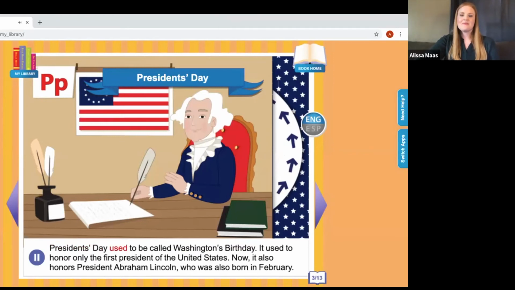President's Day used to be called Washington's birthday. It used to honor only the first president of the United States. Now it also honors President Abraham Lincoln, who was also born in February. Let's move these arrows and see what happens.